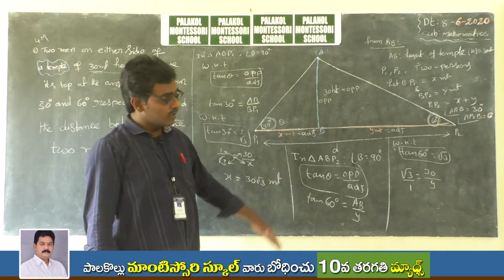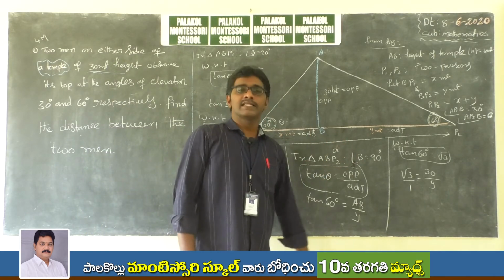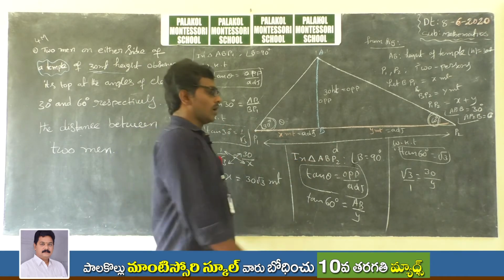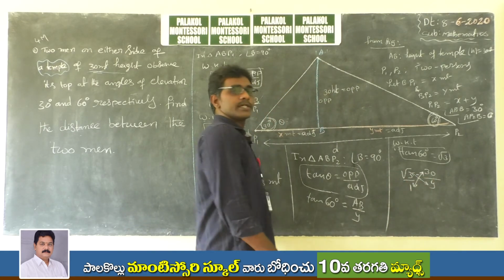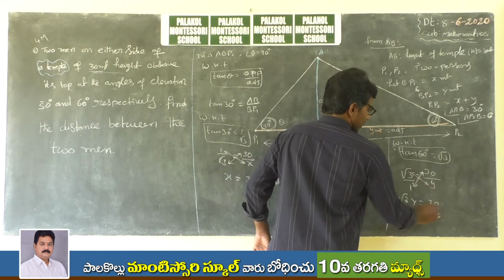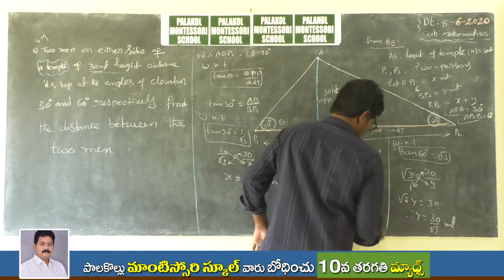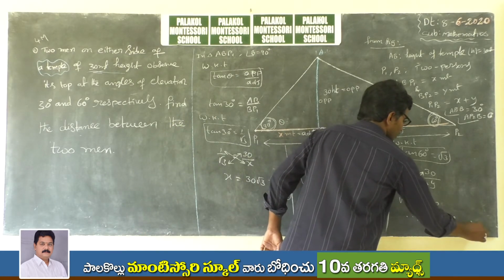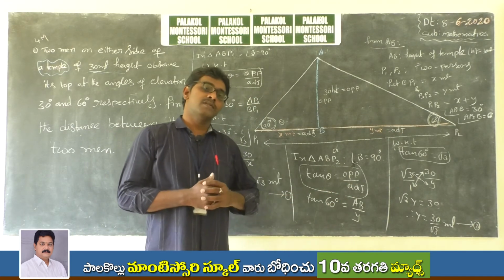Generally, root 3 upon 1. So in the LHS part there is one fraction and in the RHS part there is one more fraction. Immediately you operate cross multiplication: root 3 y is equal to 30. Therefore y is equal to 30 by root 3 meters. Suppose x is equation 1 and y is equation 2.